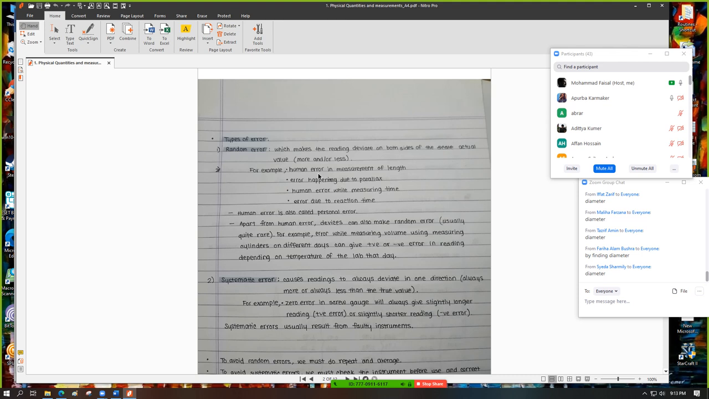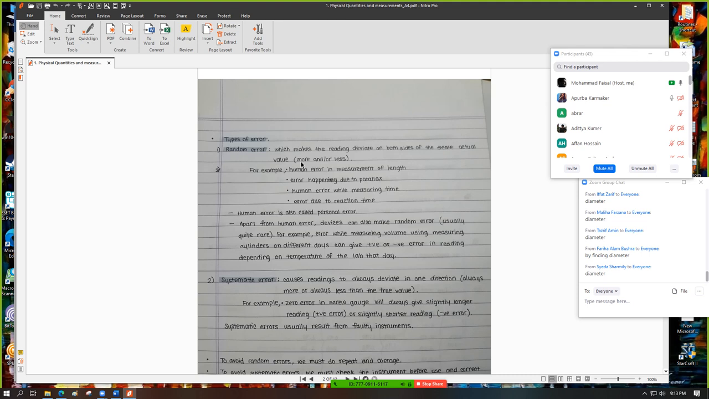So here we are talking about two types of error. Types of error are random error and systematic error. Whenever we do any measurement, actual measurement, not calculation, we are susceptible to two types of error. Definition: random error is a type of error which makes the reading deviate on both sides of the actual value. So random error can make a certain measurement more than the original reading, or it can make the measurement less than the original reading.